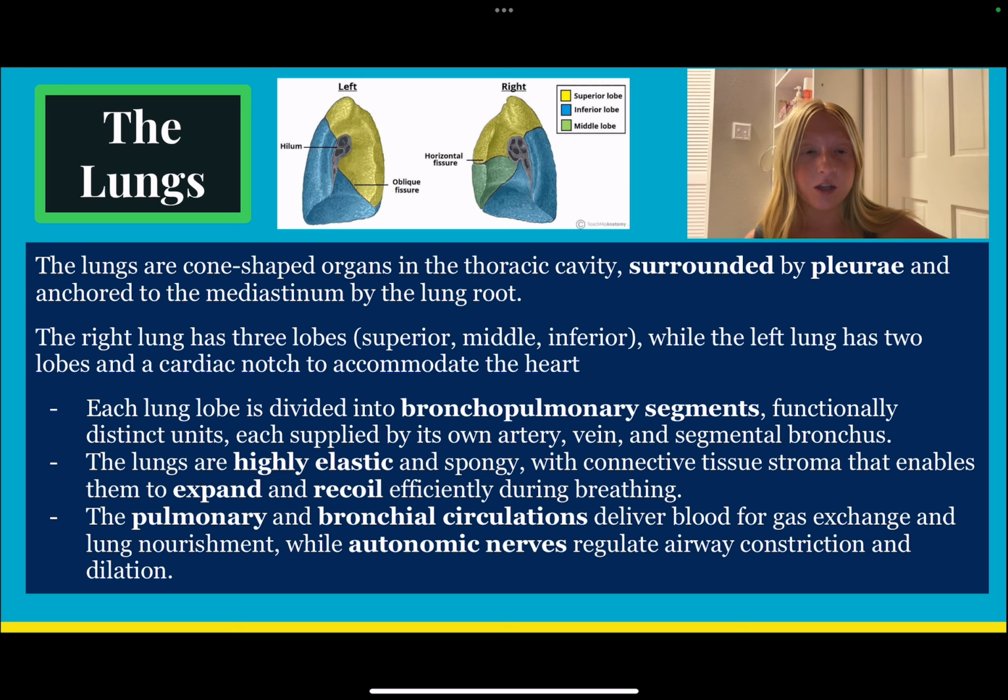Each lung lobe is divided into bronchopulmonary segments, and they are functionally distinct units, each supplied by its own artery, vein, and segmental bronchus. The lungs are highly elastic and spongy, with connective tissue that enables them to expand and recoil efficiently.